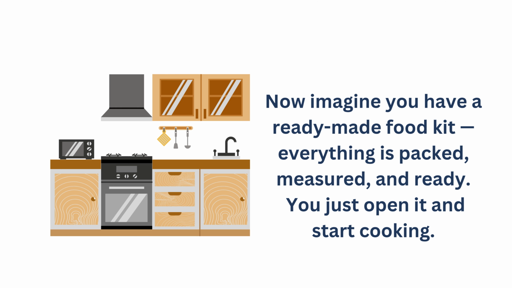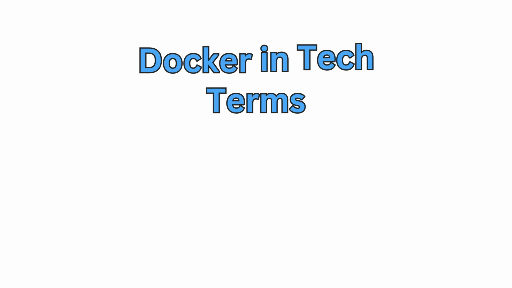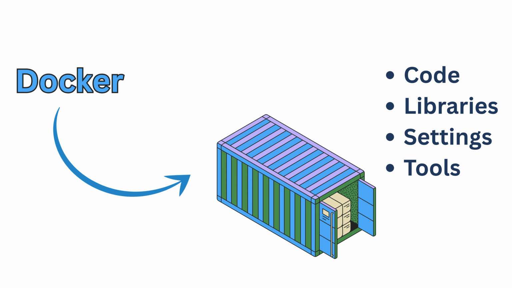All ingredients are packed, measured, and ready to go. You just open it and start cooking. Fast, easy, clean. That's what Docker does for software. In tech terms, Docker is like a container that holds everything your app needs. The code, the libraries, the settings, the tools.